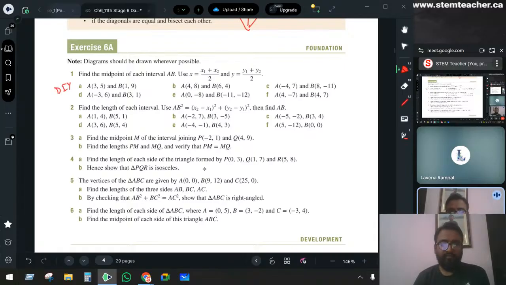And find the length. This is AB squared, then find that by taking the square root of AB. Can you do this B and E right now and give me the answer? Okay. Take a pen and paper and solve this B and E.